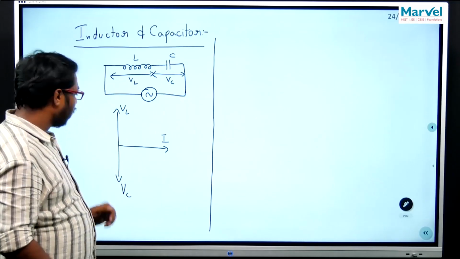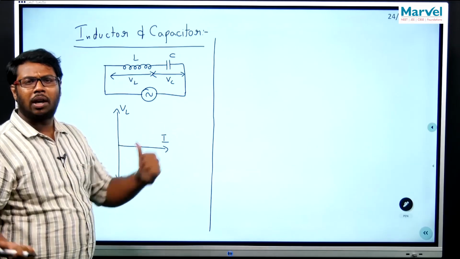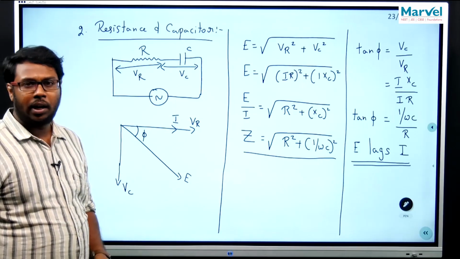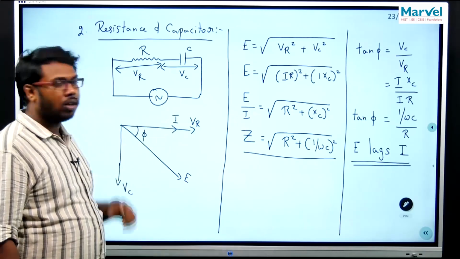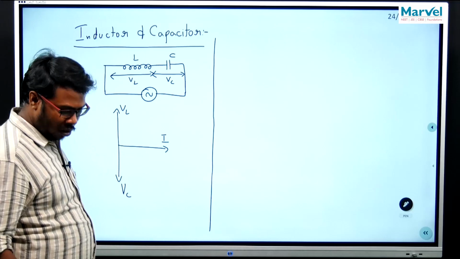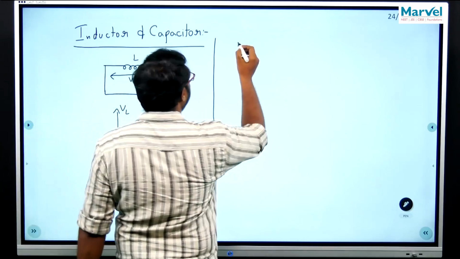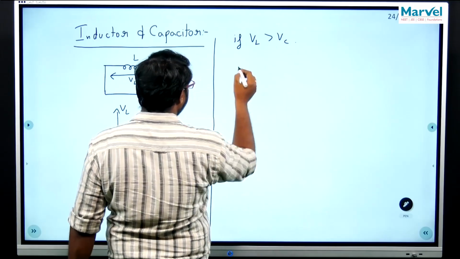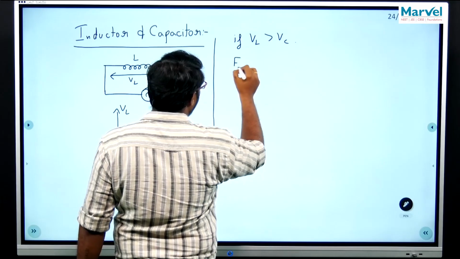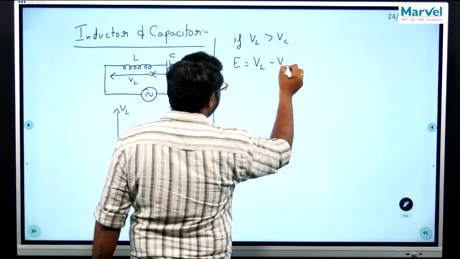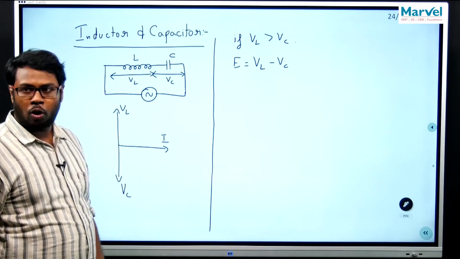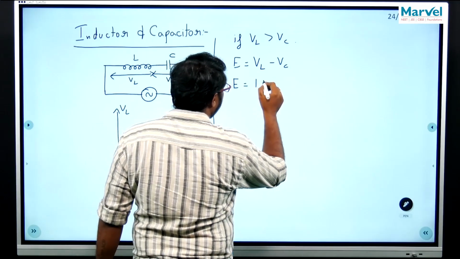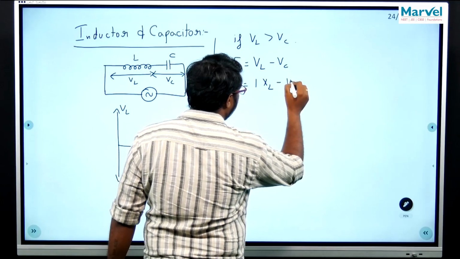Now, you see both are vector quantities, both are pointing away, whereas in the previous cases these two vector quantities were making 90 degree, and that is the reason why we took resultant for them. But here they are exactly on the opposite ways. So, if VL is greater than VC, then the total E is going to be VL minus VC.